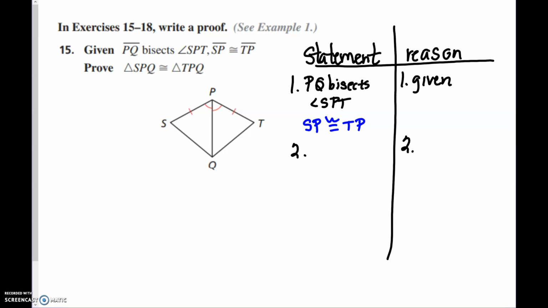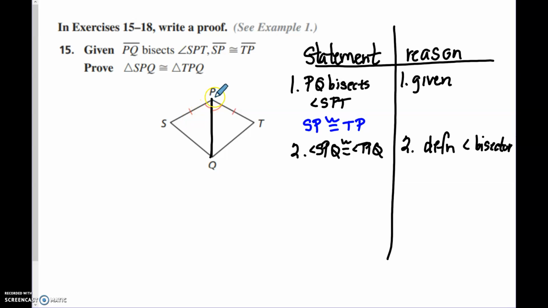All right, so there is a reason that they are giving us PQ is bisecting angle SPT. Why did they tell us that PQ is going to bisect this angle? Well, the reason they tell us that is they want us to be able to conclude that angle SPQ is congruent to angle TPQ. And why can we say that? The reason we can say that is because this is a definition of angle bisector. Anytime you have an angle bisector, then it is going to divide that angle into two equal parts.